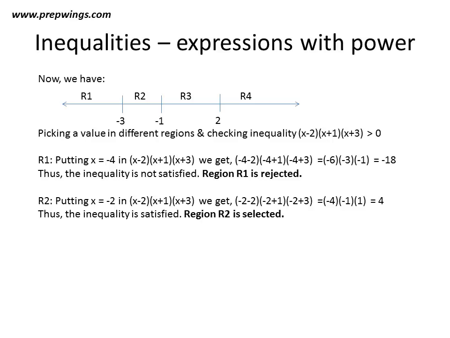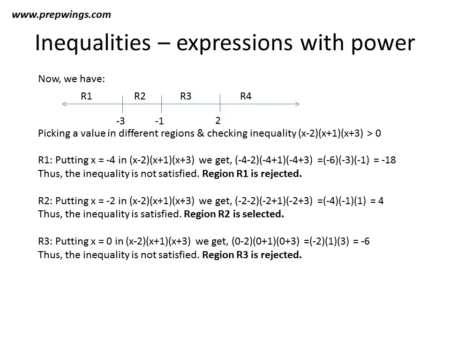Now region R2, we take x equal to -2. Again, we'll put it in the expression (x - 2)(x + 1)(x + 3). We get 4 as the answer, and 4 is positive, which is greater than 0. So region R2 is selected because it satisfies the inequality. Similarly, in R3, we take x equal to 0 and put it in the expression to get the value as -6. So -6 is also not greater than 0. So this is also not satisfying the inequality. So region R3 is rejected.